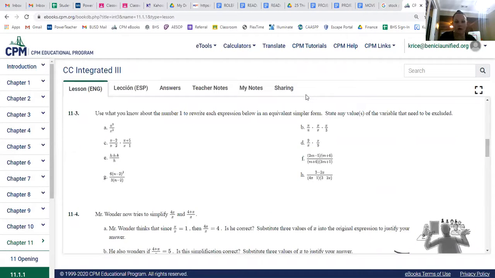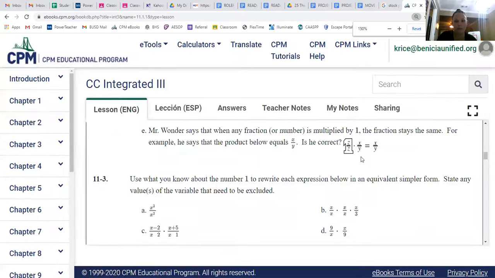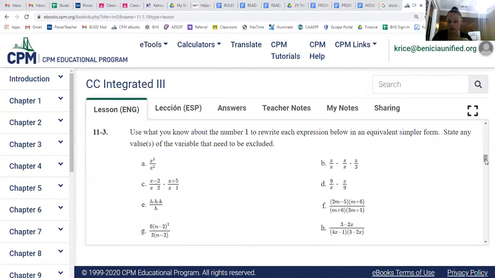So I'll share the book, that way you guys can copy them down at the same time. All right, so I'm just copying all of these down.